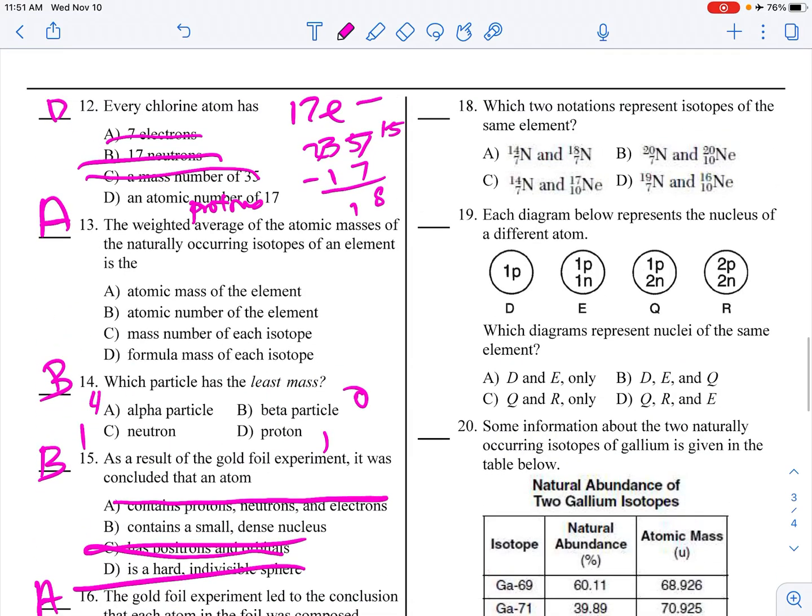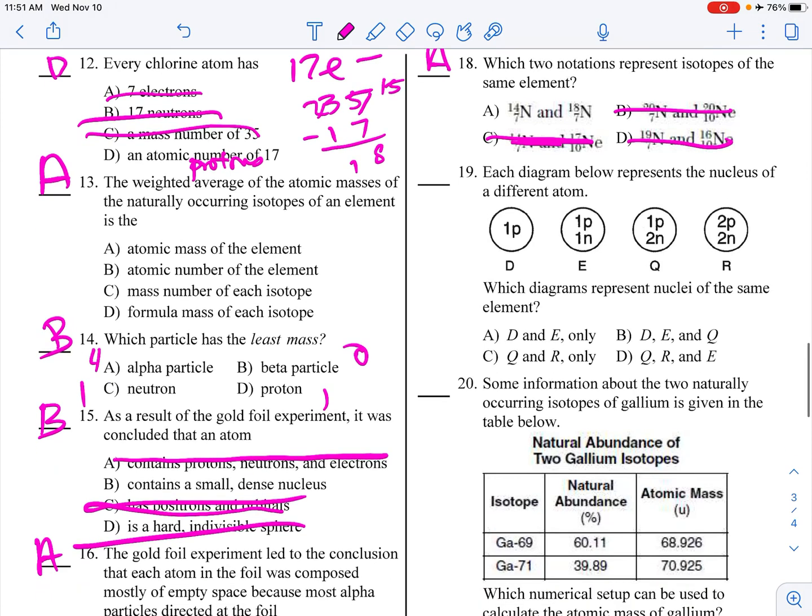Which two notations represent isotopes of the same element? So again, you can't have different, that gets rid of everything. You have to have the same number of protons, but different mass. So same bottom number, different top number. So choice A. Which are nuclei of the same element? So if they're the same element, they have the same number of protons. So those all have 1. So D, E, and Q.